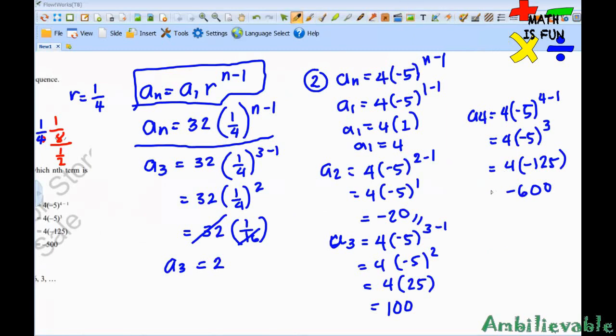So that's our four numbers: 4, -20, 100, and -600.